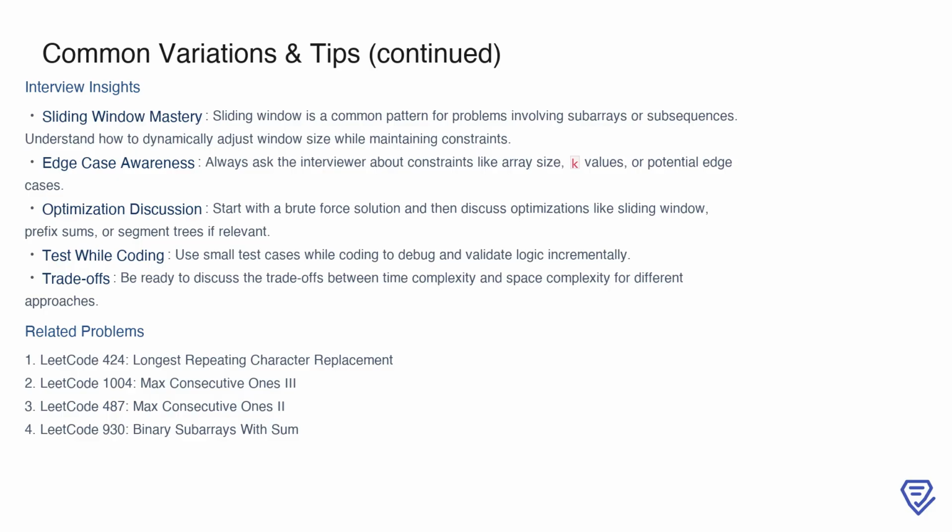Debugging as you code is also a great habit. Small test cases can help you incrementally validate your logic and catch mistakes early. Finally, be prepared to discuss trade-offs. For example, you might weigh time complexity against space complexity when comparing sliding window and prefix sum approaches. To sharpen your skills, consider exploring related problems, such as LeetCode 424, which focuses on character replacements, or LeetCode 487, which deals with a similar consecutive one scenario.